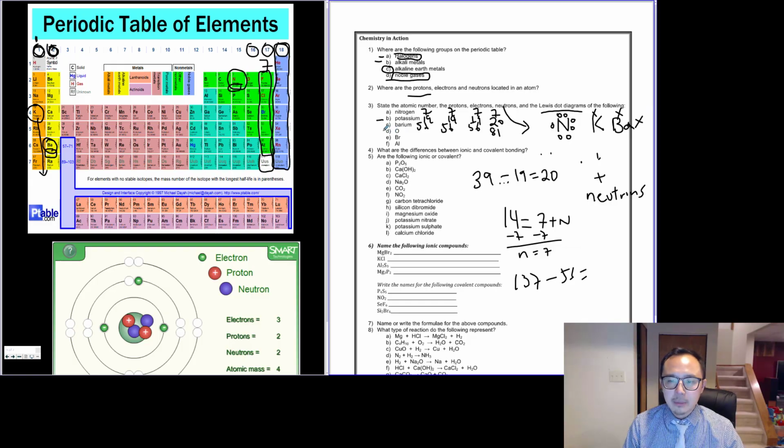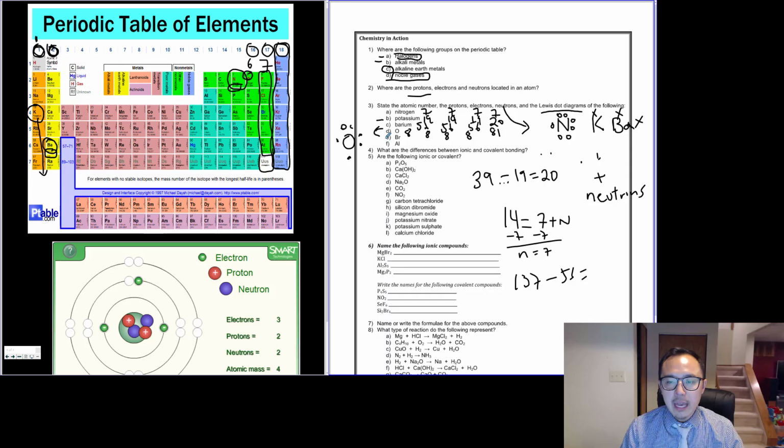And then for oxygen, this is right here. It has an atomic number of 8, so protons would be 8, electrons would be 8, and neutrons would be 16 minus 8, which is also 8. And for the Lewis dot structure, oxygen is in the chalcogens, which means it has 6 valence electrons. So your oxygen would have 6 electrons around it. There's 1, 2, 3, 4, 5, 6, and that's it. That's your Lewis dot structure for oxygen.